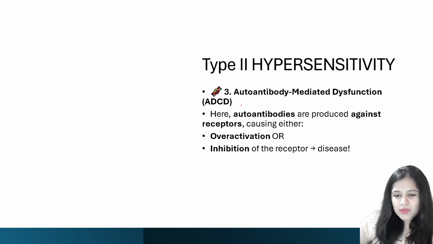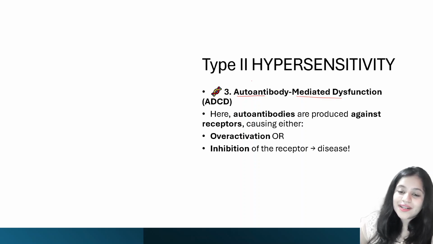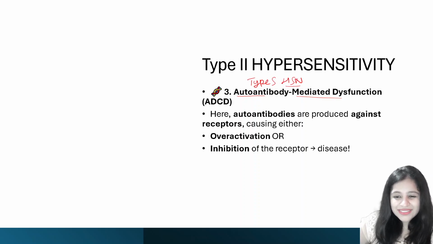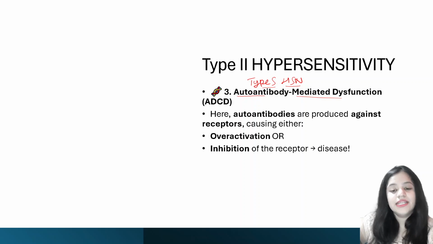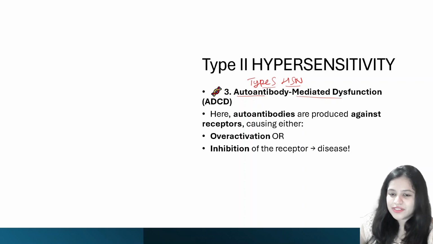You see, normally you get questions with this name only, but in very few places you can come across type 5 hypersensitivity. Few places I have seen that sometimes a question comes and they mention type 5 hypersensitivity. This is not an official classification, but some textbooks have referred to it like that. So don't get confused at that time. Your type 5 hypersensitivity is nothing but this autoantibody mediated dysfunction in type 2 hypersensitivity. Clear?